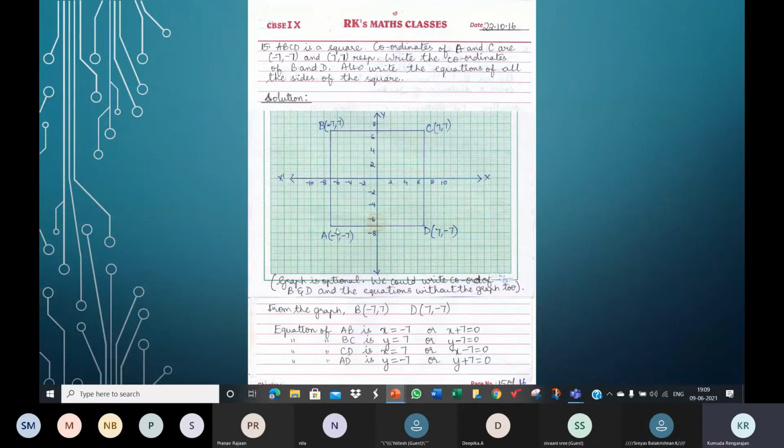Here we are given the coordinates of A and C. Using these coordinates, we need to find the coordinates of B and D, given that ABCD is a square. Given the coordinates of the vertices A and C, we need to first find the coordinates of B and D.